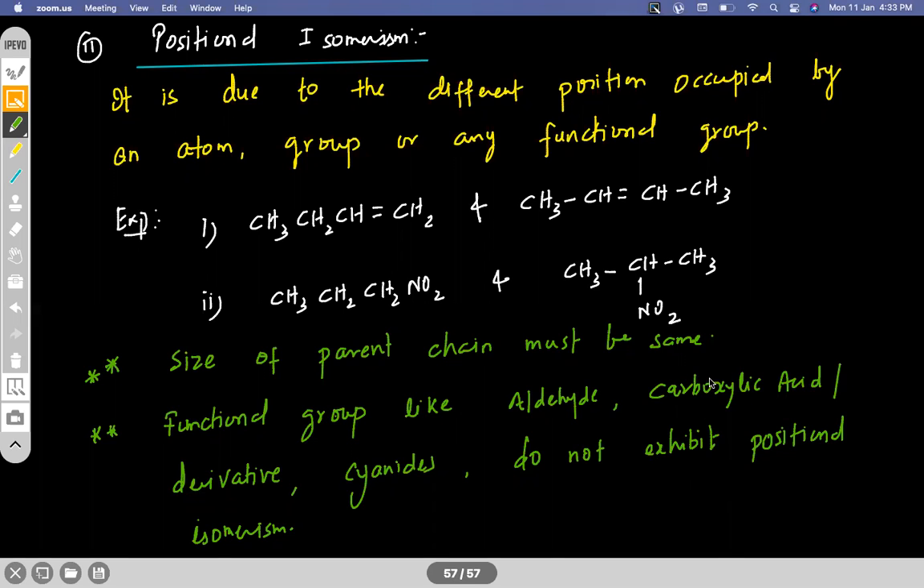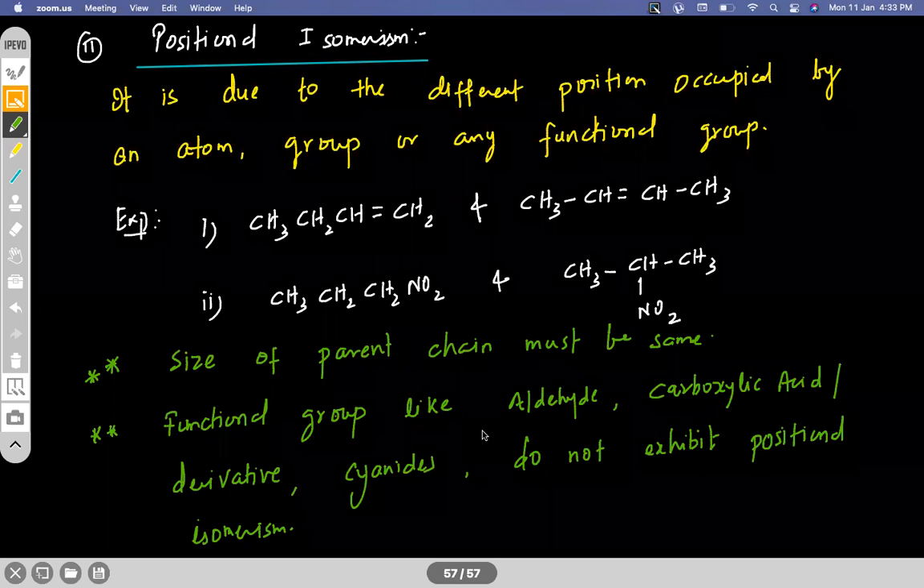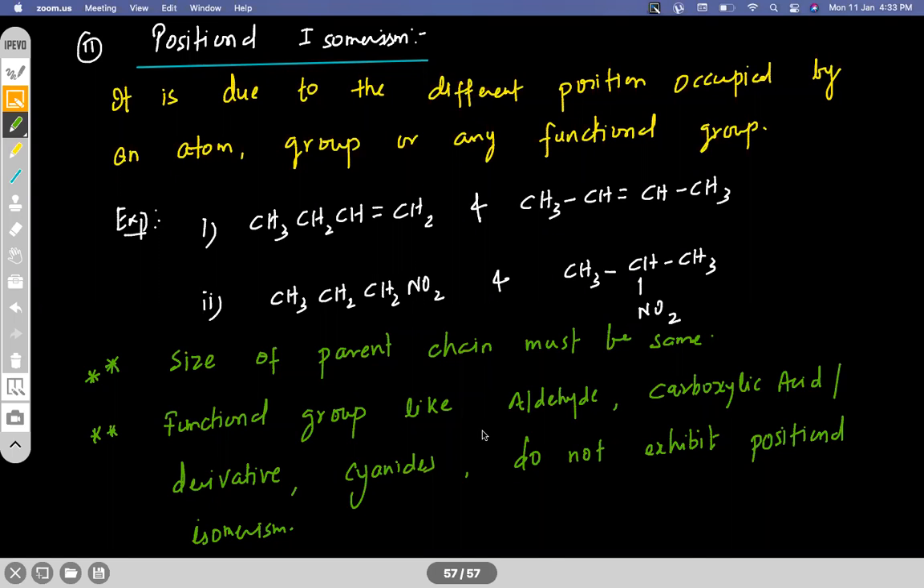Okay, so these functional groups do not show positional isomerism because, if you remember, while writing down the name of these functional groups, we always start the numbering from the carbon atom of the functional group. Yes or no? Remember that? First position is always given to the carbon atom of the functional group, correct? Hence, the position is fixed, that is first, for all these functional groups. Hence, they do not show positional isomerism. Okay?